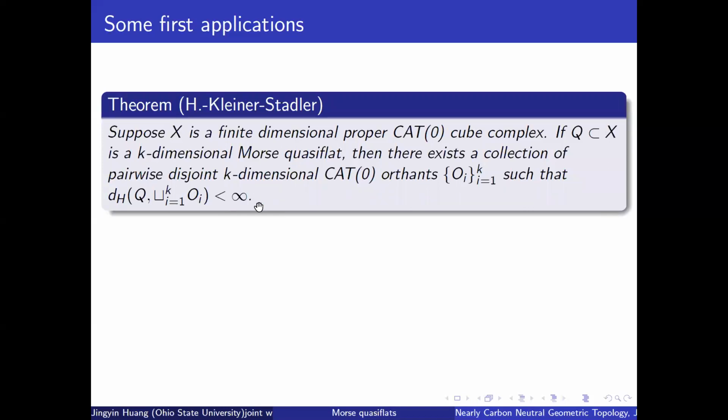So the example you have in mind is still this H2 times H2 example. In that example, all the Morse quasi-flats, which are actually two-dimensional quasi-flats, are Hausdorff close to a union of quarter planes. And a similar structural theorem holds for CAT(0) cube complexes. Somehow the cubical structure confines the structure of the Morse quasi-flats. So every quasi-flat has to be close to a union of orthants, which are a kind of high dimensional analog of quarter planes.